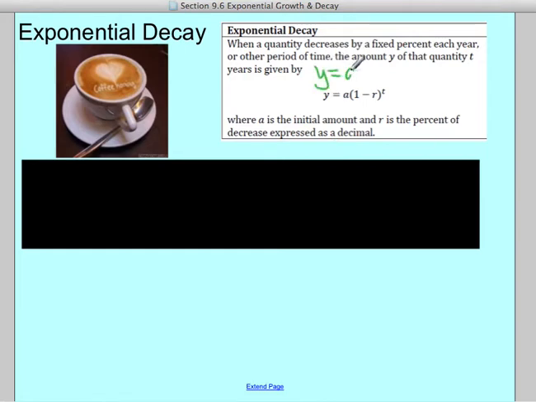I told you we had y equals ab to the x. The only difference is here you're letting t be time, so I use t instead of x. And I said before that b is equal to 1 plus or minus r. Well, in this case, when it's decay, you subtract r, where A is the initial amount and r is the percent of decrease expressed as a decimal. So you have to make sure that r is written as a decimal.